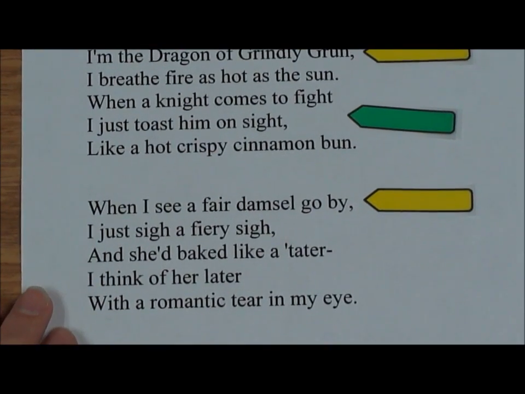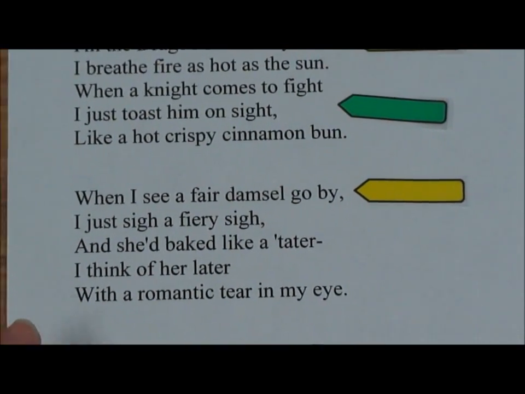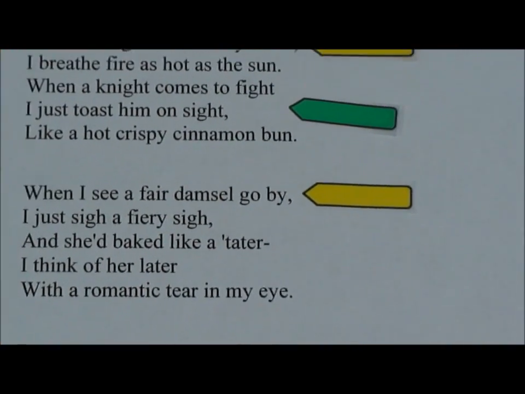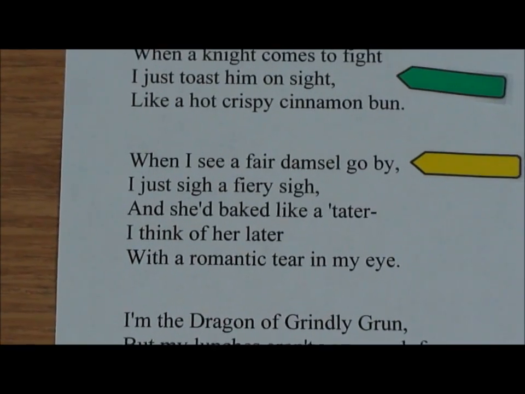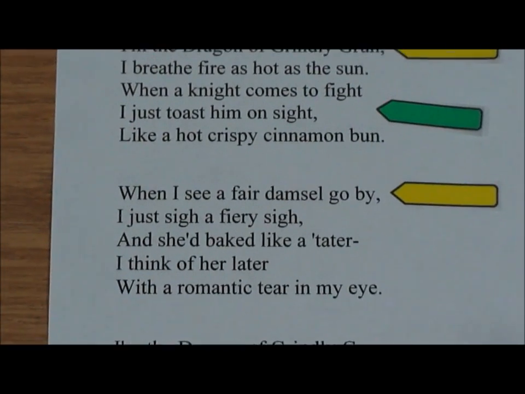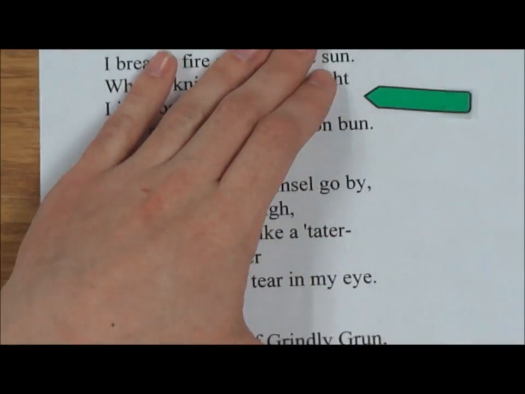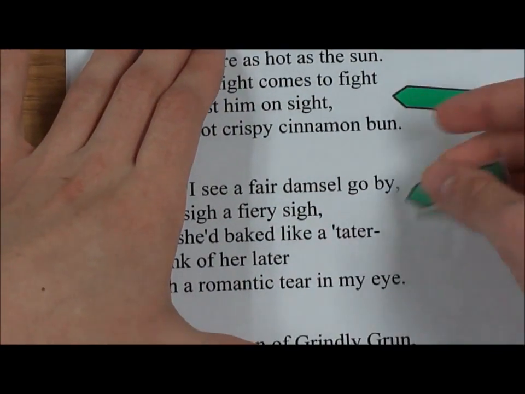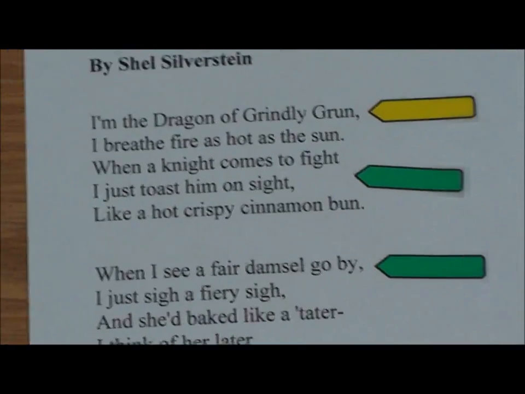And she'd bake like a tater, I think of her later, with a romantic tear in my eye. Aha! Since the author used the word she, I can assume that the damsel is a girl who is in trouble. I'm going to go back and change this yellow flag to a green one, because I understand the lines more clearly now.